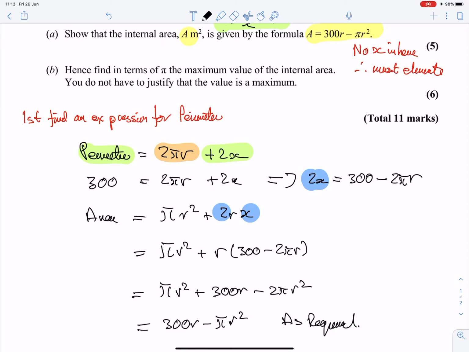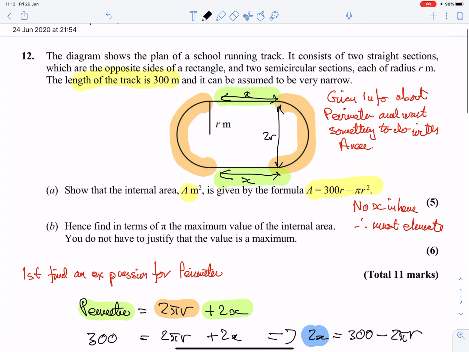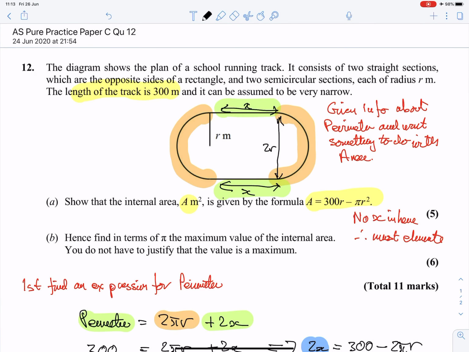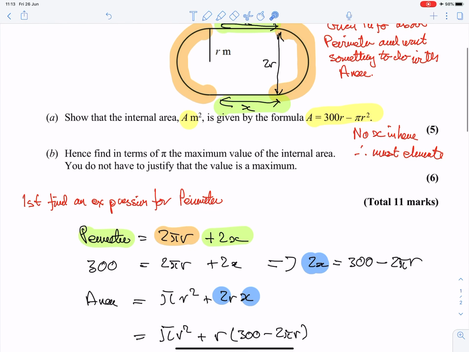So it's a question that looks quite difficult, but with a bit of practice, you can use one of the bits of information in the question, in this case the 300, to work out an expression for x, which we could then substitute in. They always work in that kind of way, but sometimes it might be surface area and volume. In this case it was perimeter and area, but there's always two bits of information and one enables you to get to the other.